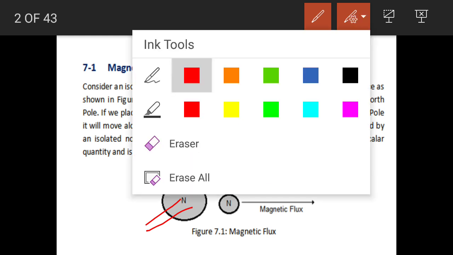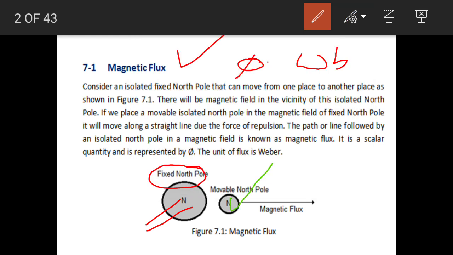We place another isolated movable north pole in the magnetic field of the fixed one. So definitely the isolated movable north pole will move along this path due to the force of repulsion. So there will be a force of repulsion on the movable isolated north pole, and due to this force of repulsion, the movable north pole will move along this path.